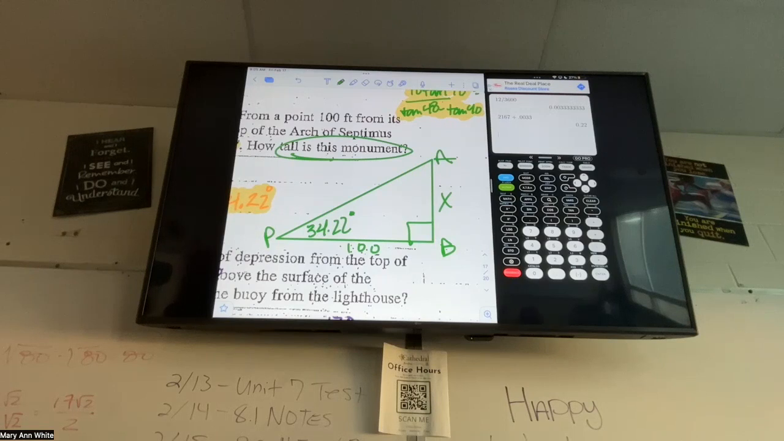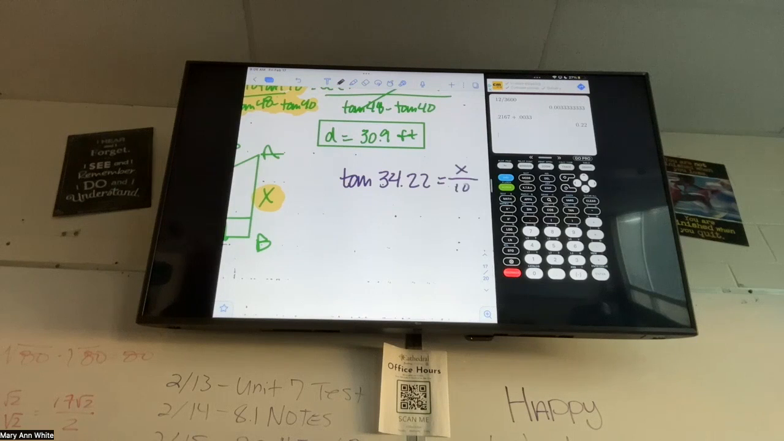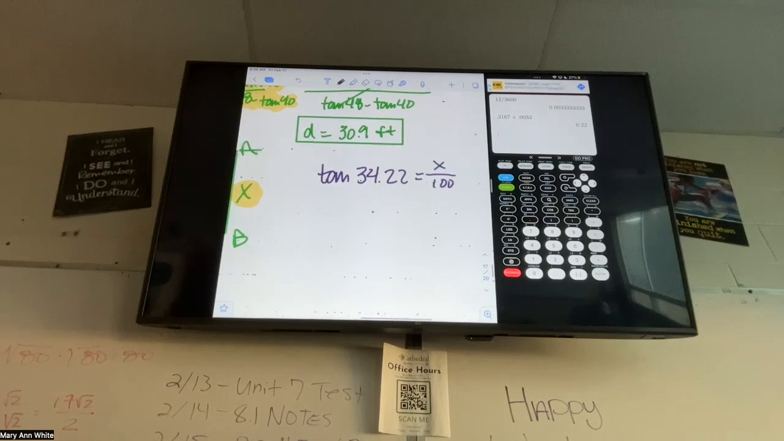Which trig function do we use here? Tan, awesome. Tan of 34.22 equals X over 100. Oh, and this is actually a pretty easy one. All we do is multiply by 100 to solve this. And so 100 tan 34.22 equals X. 8.0. Awesome. I think that's in feet.